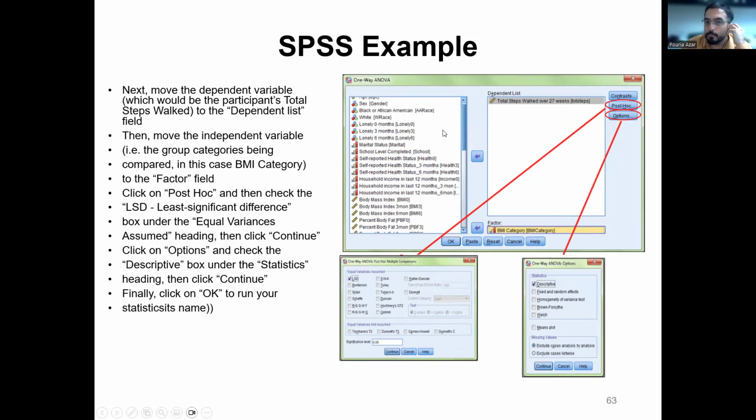After moving the variables to the dependent list and factor list, we can click on Post Hoc and choose one of the post hoc tests. We can choose any one we want, but most of the time we choose LSD. And under Options, we click on Descriptives, Continue, and OK. Also under Options, we can choose the homogeneity of variance test. We can test for that here too.